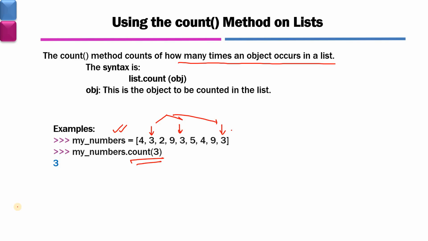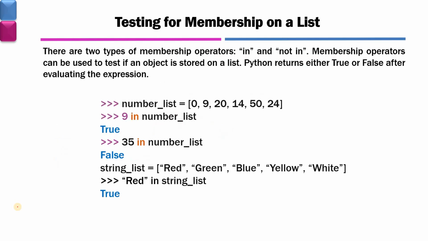This is very important: testing for membership. Suppose I want to know whether a particular item is there in the list or not. Then in and not in are two membership operators, and these are used to test if an object is there in the list, and accordingly Python returns true or false. Suppose I have given number list equal to 0, 9, 20, 14, 50, 24. I want to know 9 in number list, means 9 is there in the number list. Yes, so it will give me true. 35 in number list, no, so it will give me false.